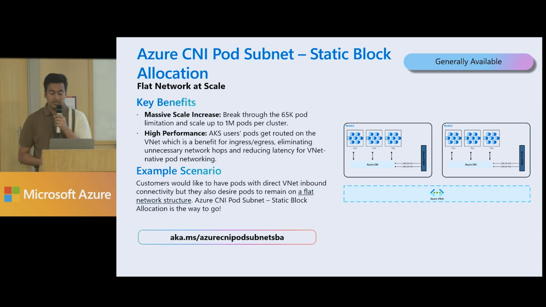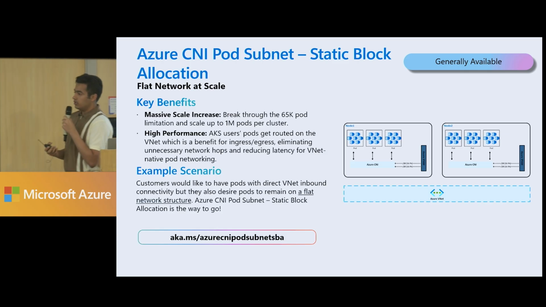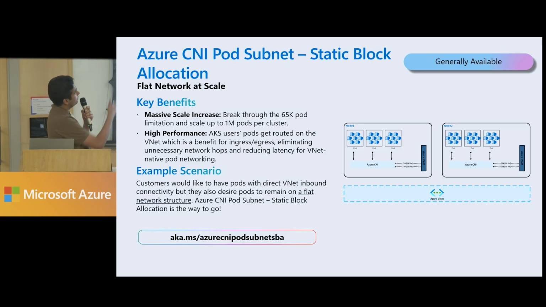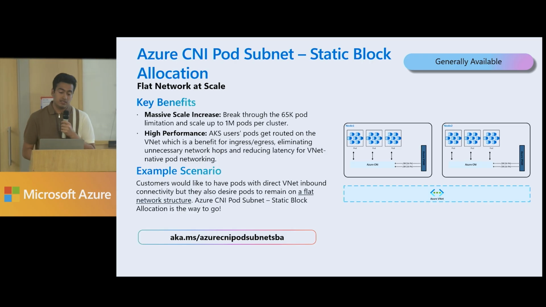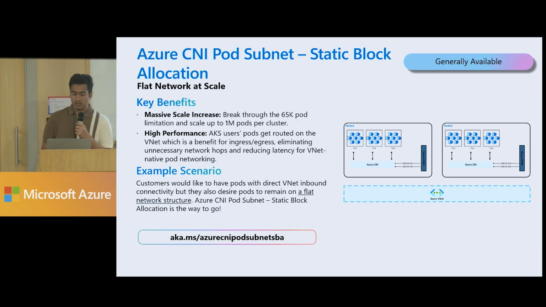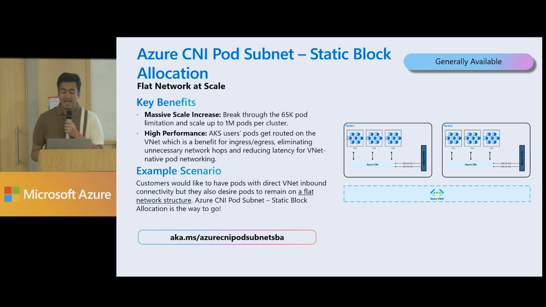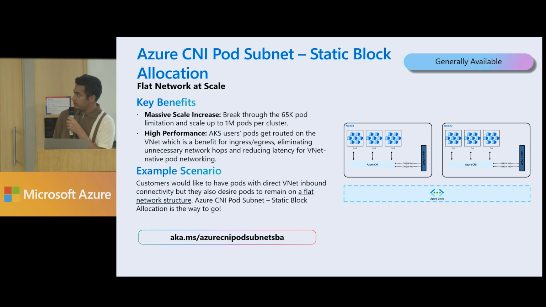We also have static block allocation. So if you're in an environment where you're running a lot of pods and you're not able to find IPs in time, or you're hitting the limits of the 65K pods, you might consider using static block allocation. This allows you to have your pods directly connected to the VNet, and you're no longer limited by the size of a single subnet or an address space. So this allows you to go past the 65K pod limit and scale up to much larger clusters.